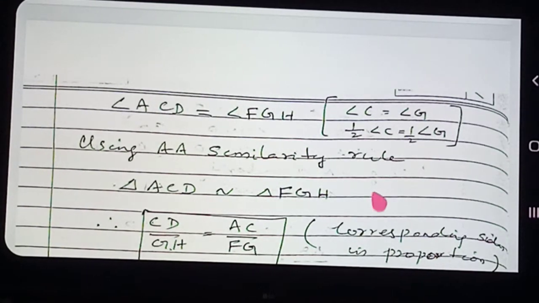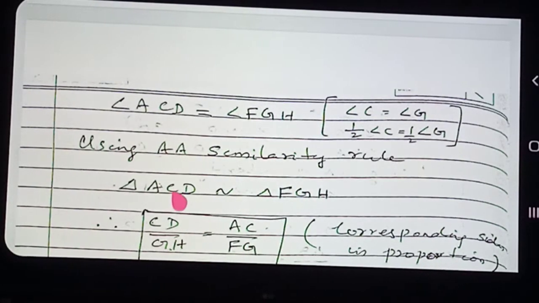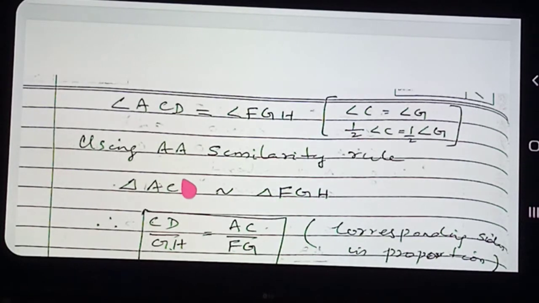If two triangles are similar, all their corresponding sides are in the same proportion. Clear? We could take all three sides in proportion, but take only what you need: CD by GH is equal to AC by FG. Once more, repeat: CD by GH is equal to AC by FG.